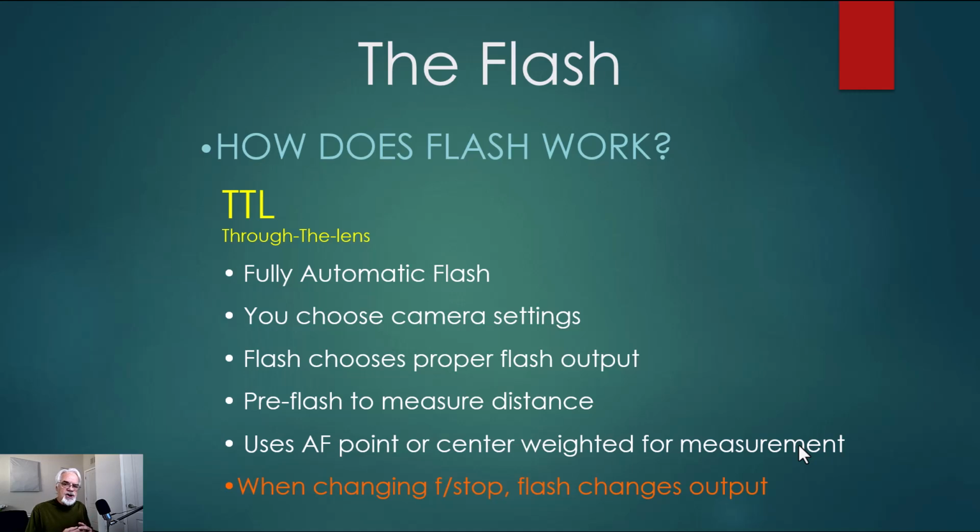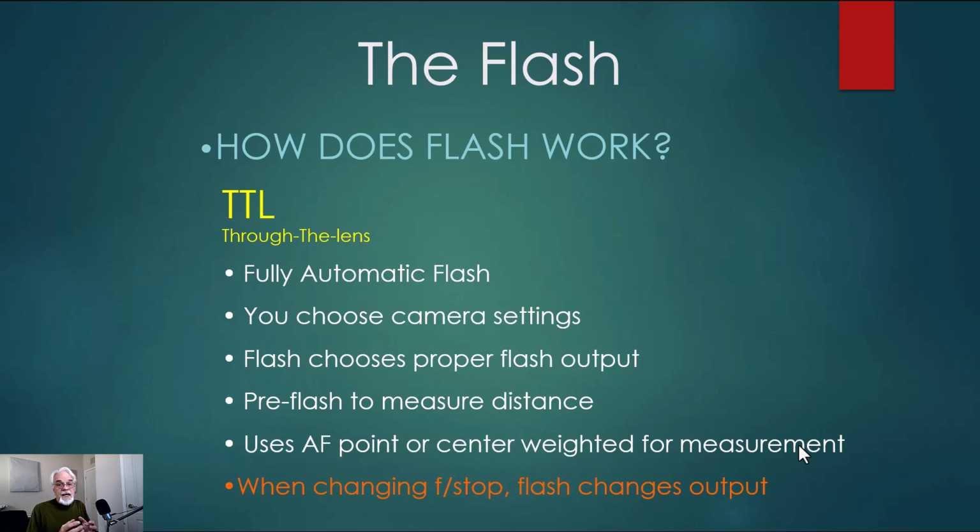Then the flash chooses the proper flash output. And as I just mentioned, it sends out a pre-flash that measures the distance from the flash to the subject, and it sets the flash output once you do that. Now, how it does that metering has changed over the years. It used to be the autofocus point. Whichever autofocus point is where it measured the flash.